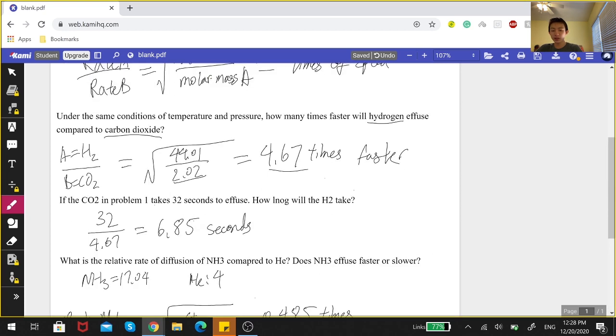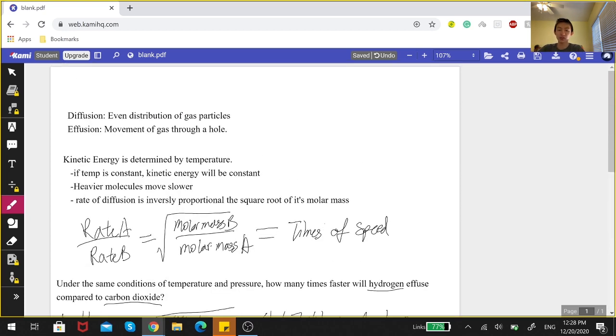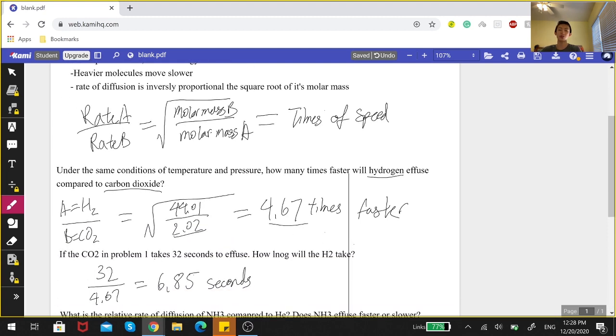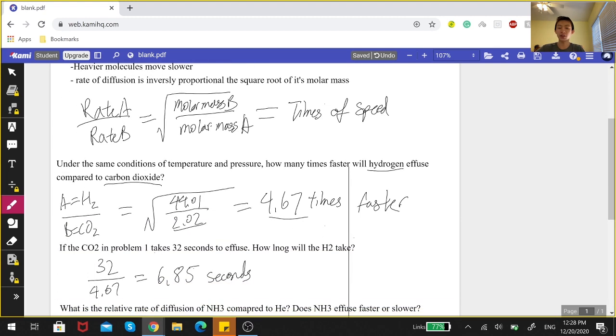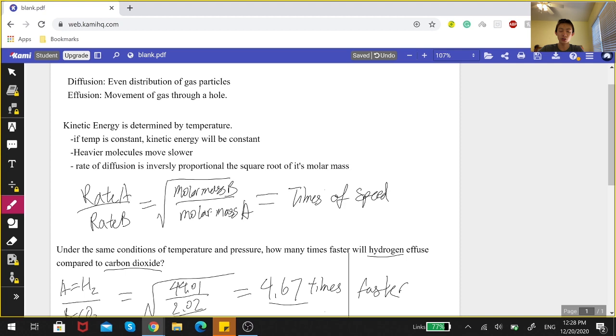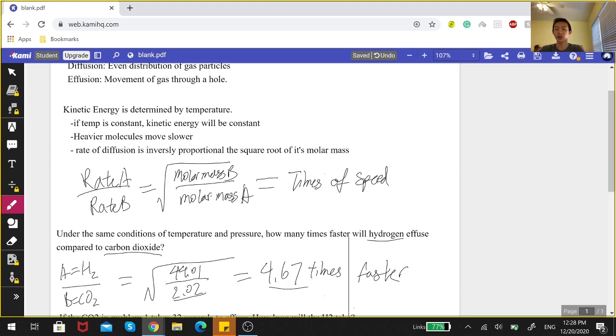The only thing you need to be careful of is which number to put on top and which number to put on the bottom. To do that, all you need is your common sense and to know that heavier molecules travel slower and the lighter ones travel faster. Then you just rearrange them to see which way gives you the desired times of speed, depending on whether it's faster than 1 times or slower than 1 times.